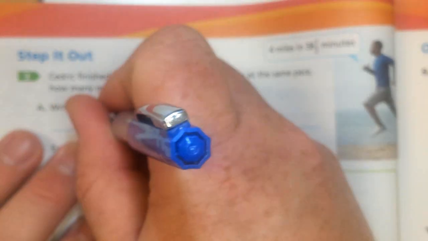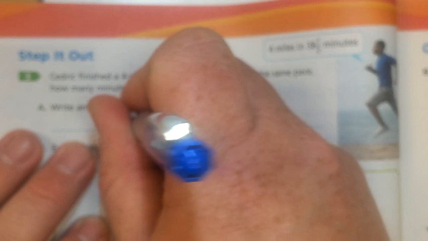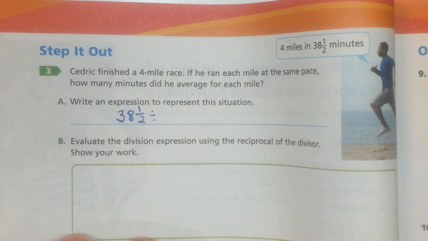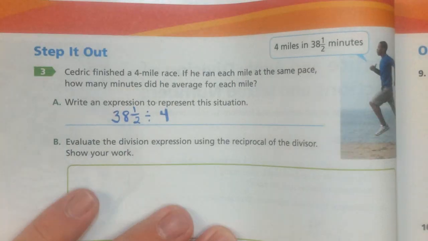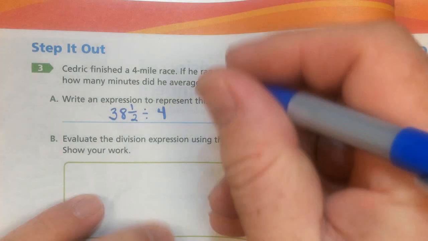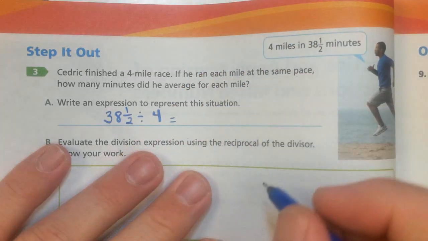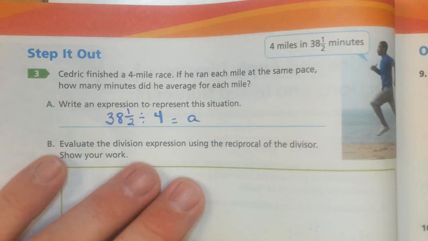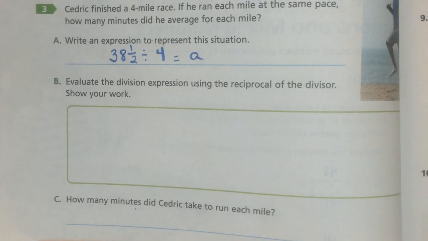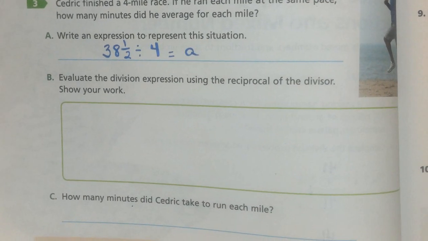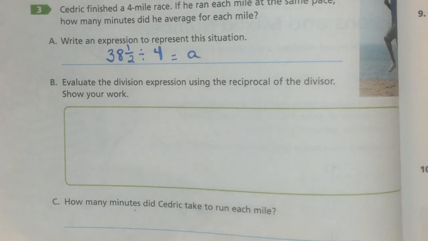Okay, so I'm starting out with 38 and 1/2 divided by the 4 miles that I'm running. Okay, equals A. I'll just put A for average. Okay, evaluate the division expression using the reciprocal of the divisor. Show your work. So that's exactly what we've been doing.